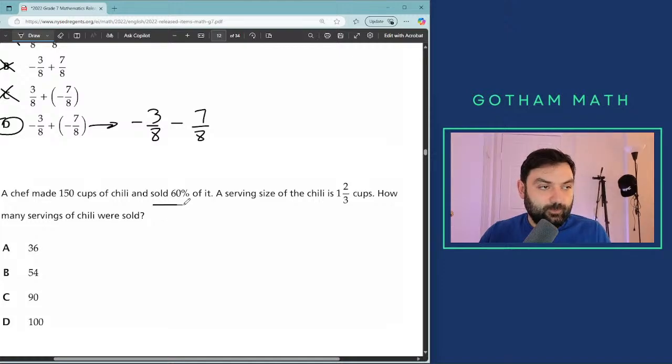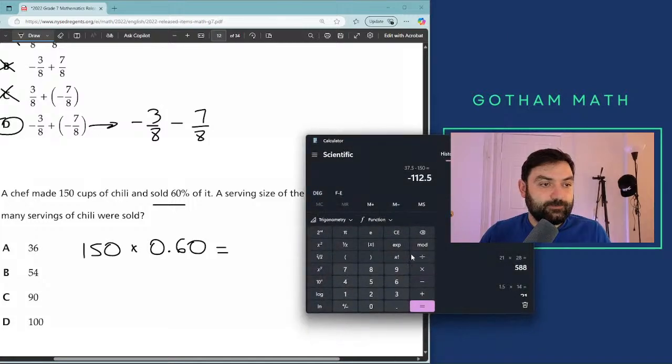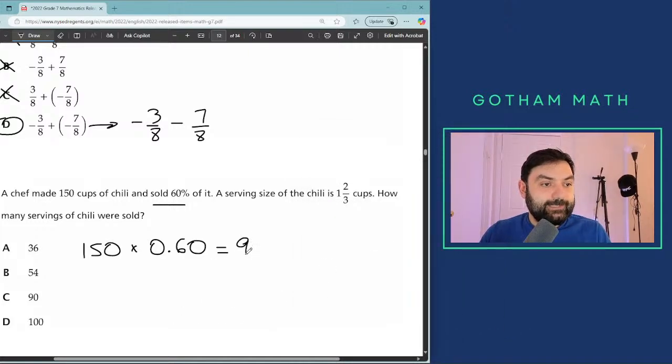Well, because they say he sold 60%, right? So we just need to find what is 60% of 150. How do we do it? On the calculator, thank you very much. It's going to be 150 times 0.60, which is 90. So he sold 90 cups.